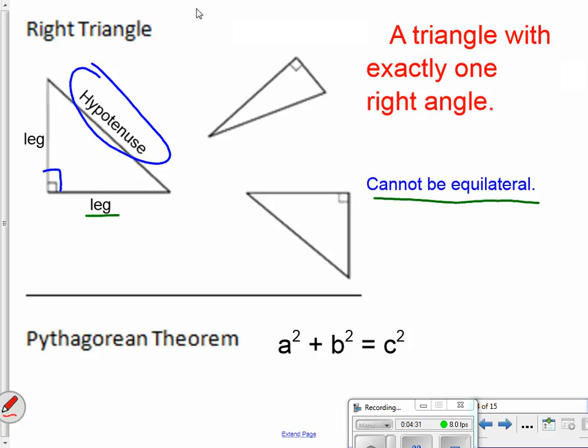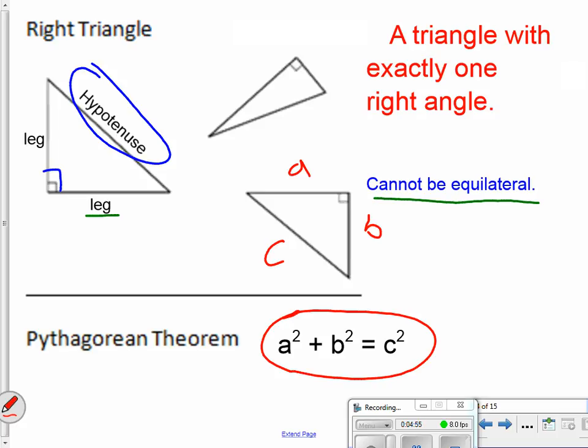Other times, we may label each of these legs as a letter. And most of the times, you'll see the hypotenuse labeled as C, and the 2 legs, it doesn't really matter which is which, we would label as A and B. One of the reasons we do that is because it makes it real easy to write our Pythagorean theorem, which is a squared plus b squared equals c squared.